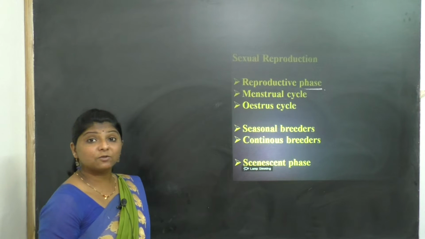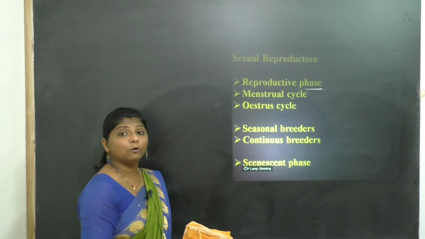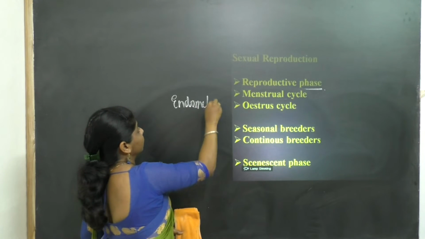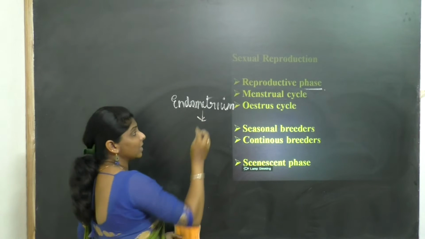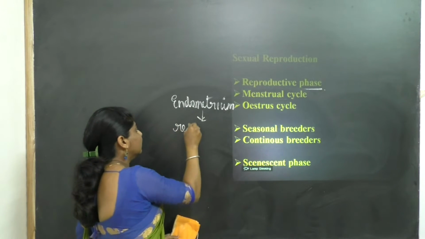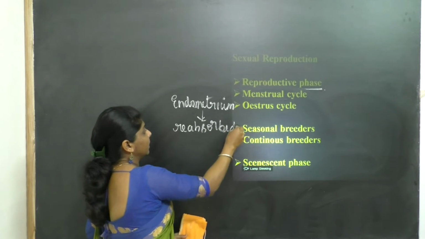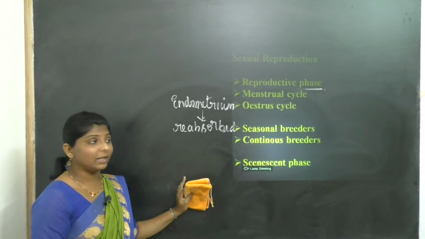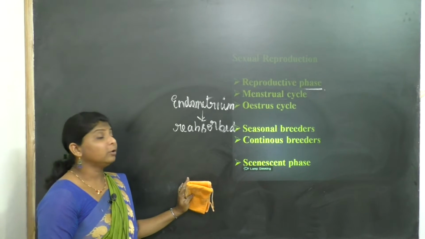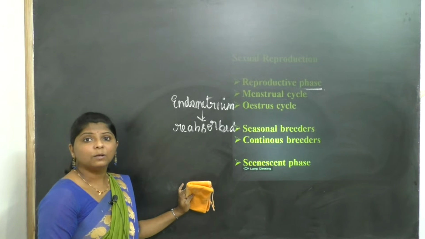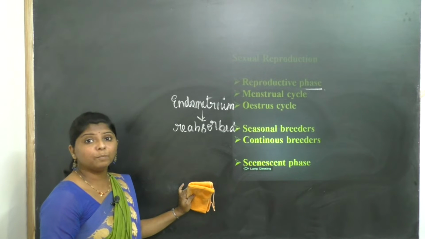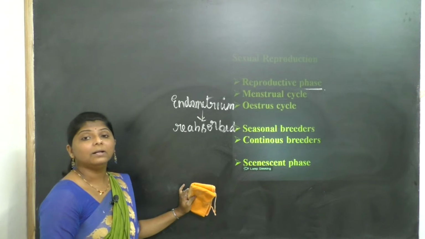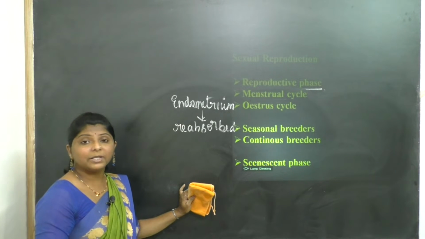What about the estrous cycle? In the estrous cycle, the endometrium does not shed. Instead, it is reabsorbed, so there is no bleeding. Organisms showing an estrous cycle do not show bleeding. The estrous cycle is very common in non-primates like rats, deer and dogs.